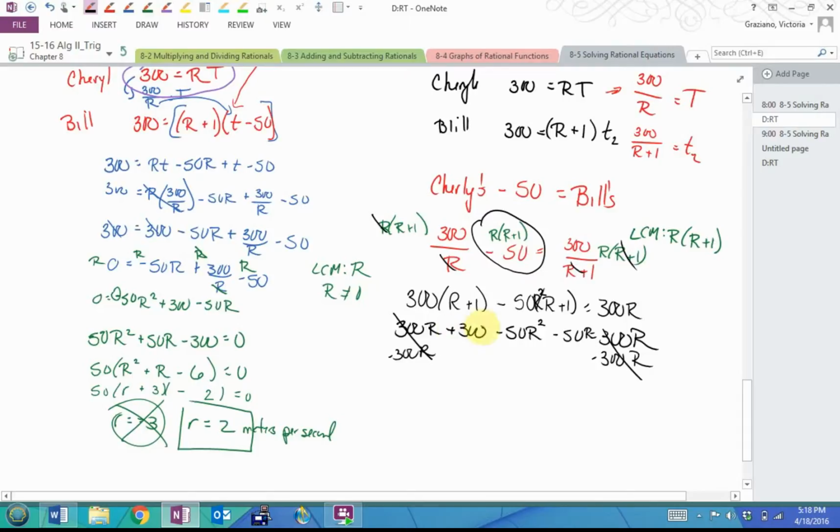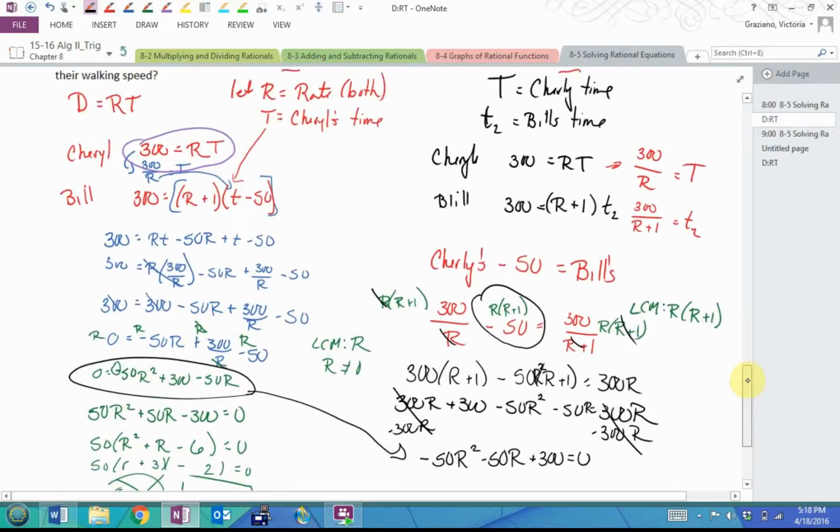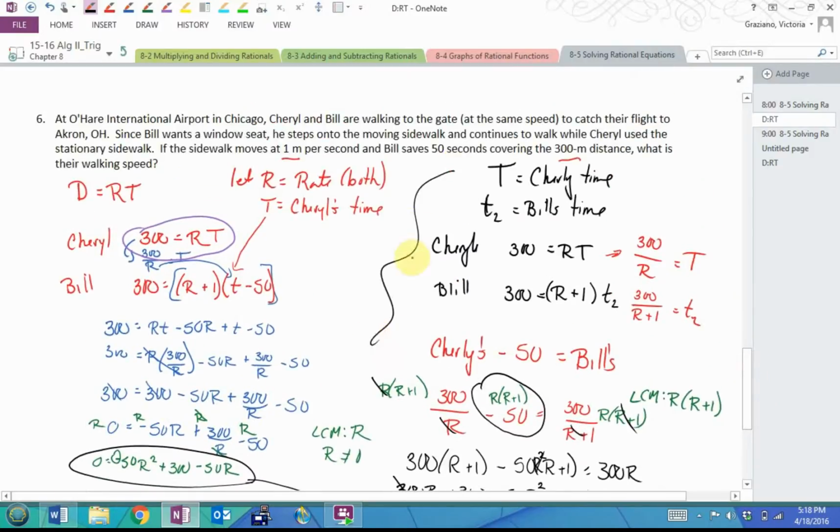Got a little excited there, working. Okay, so I have negative 50r squared minus 50r plus 300 is equal to 0. And look, that was the same thing I had over here. So same thing, turn it around, we'll end up getting r equals 2. So it doesn't matter, I looked at the setup kind of two different ways. Over here, I thought about it in terms of time. And over here I kind of thought about it in terms of the two distances. And I got the same answer either way.